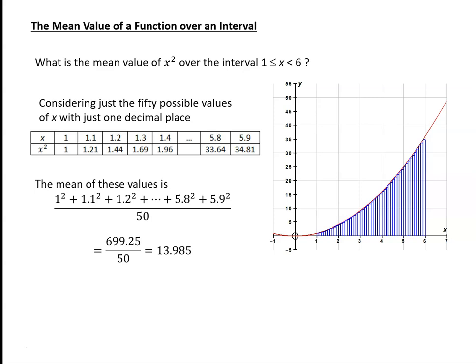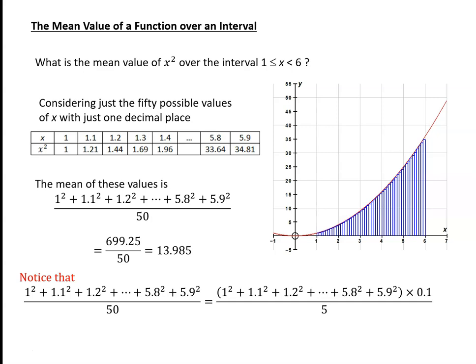Now, let's have a look at the little rectangles we've got. The first little rectangle has a base of 0.1 and a height of 1. So its area is 1 times a tenth. The second rectangle has a base of 1/10 and a height of 1.21, so that is going to have an area of 1.21 times a tenth and so on.